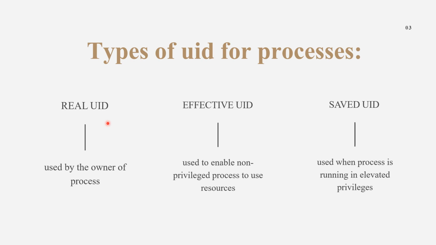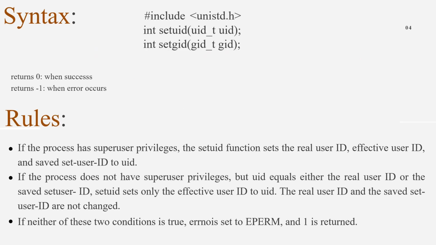Real user ID is basically owned by the owner of the process, and effective user ID is similar to real user ID, but it is not the owner of the process but still has the privileges that a real user has. Saved user ID is used when the process is running in elevated privileges. That is, it has to change back to the original user ID it had when the process has completed. Now let us see how to change user ID and group ID.